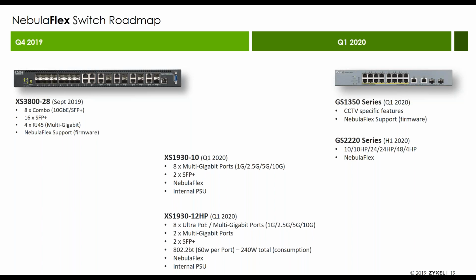This actually has 8 combo ports, which are either 10 gigabit Ethernet ports or SFP+ ports, so they're fiber ports again. You get 16 SFP+ ports, which again are modules and require a fiber medium connector. And as I say, they'll be fully supported by Nebula Flex moving forward as well. A couple more switches that we've got are the XS1930, a 10 and a 12 HP, coming out in the first quarter of 2020.